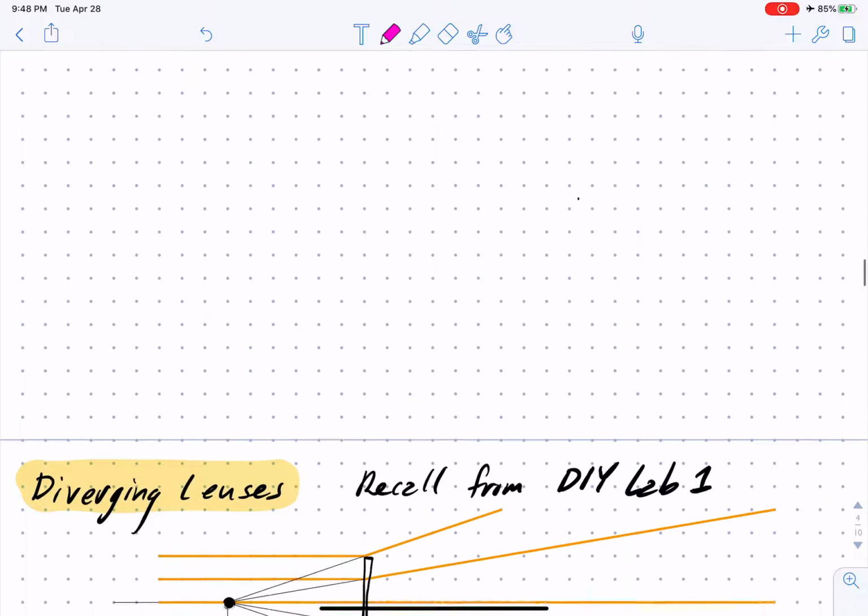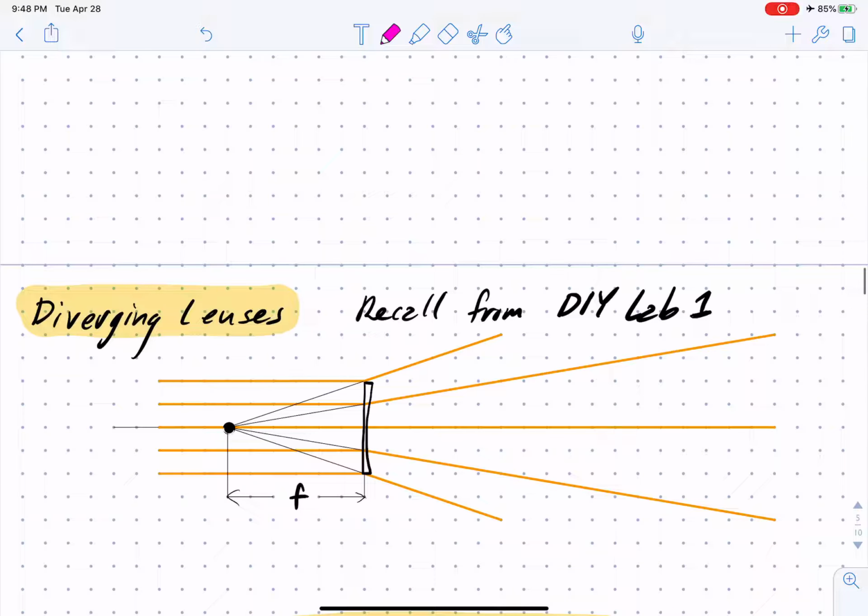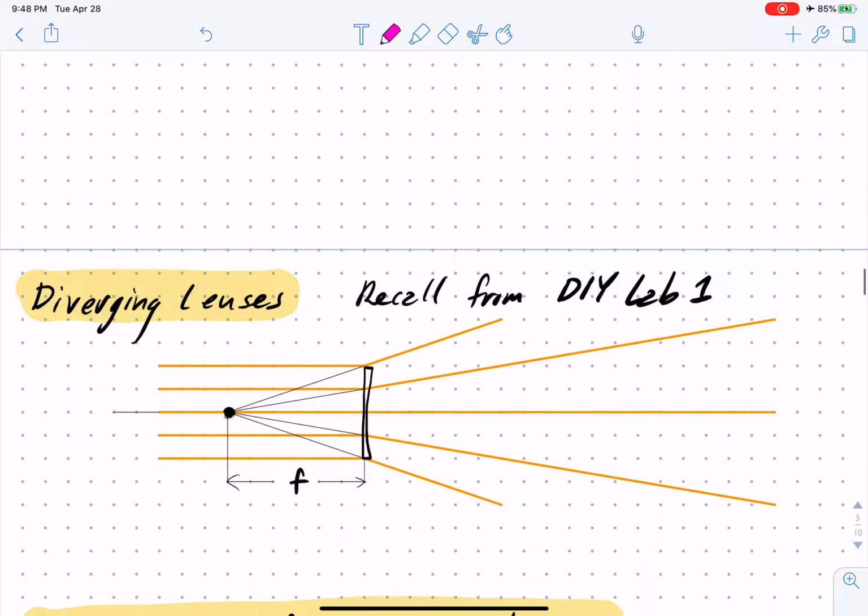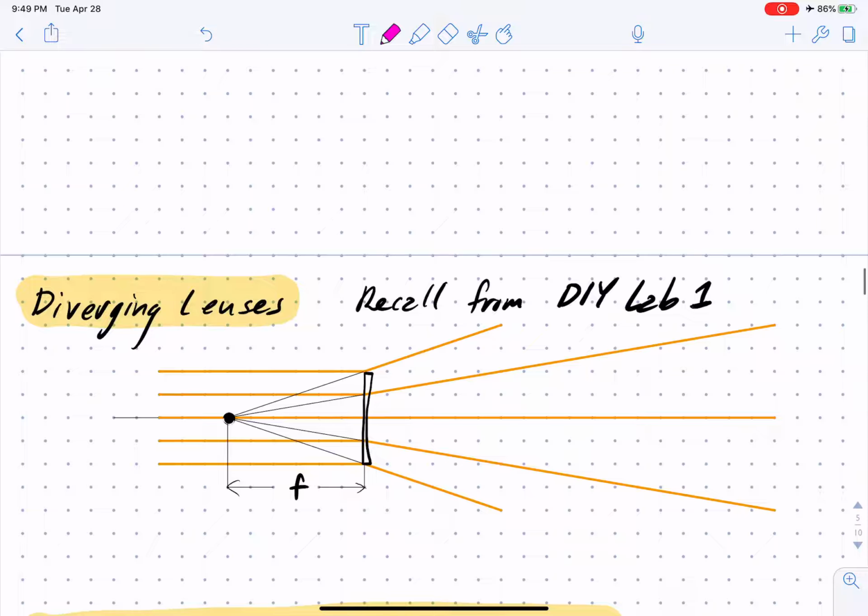All right, so now I want to remind you of the other thing we did in the first lab, the diverging lens. So in that case, instead of the parallel rays converging to the focal point, they diverged away from the focal point on the incoming side.